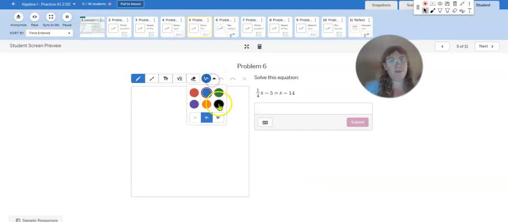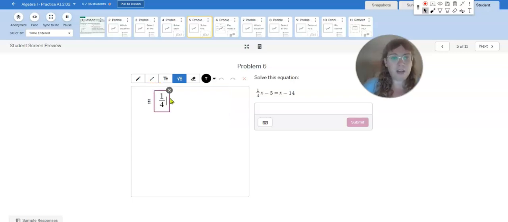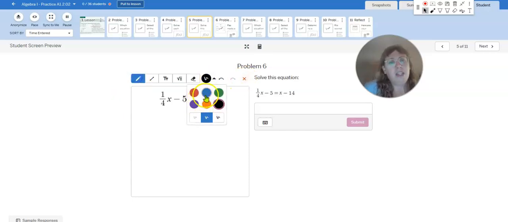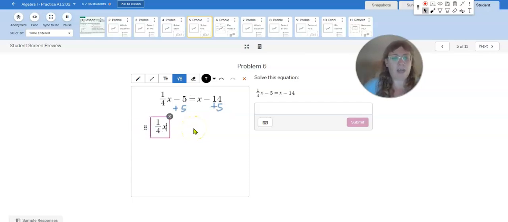Solve this equation. And we got ourselves a fraction, but we're not scared. 1/4 x minus 5 equals x minus 14. First thing I would do here is get rid of this minus 5. So let's just add 5 to both sides, combine those numbers. And then we get 1/4 x. Negative 5 plus 5 is 0. It cancels out. So equals x. Negative 14 plus 5 is negative 9.